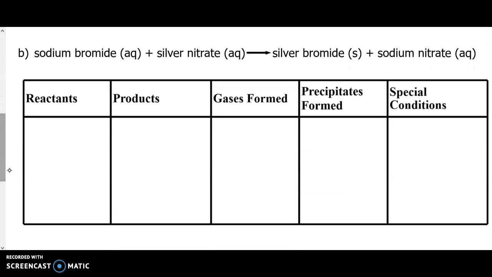Next example. An aqueous solution of sodium bromide is added to an aqueous solution of silver nitrate. Remember, aq, aqueous solution, means dissolved in water. So these two substances, these two reactants, have been dissolved in water in order to mix them together. They react to form silver bromide, which is a solid, and sodium nitrate, which is another aqueous solution. So remember, I'm mixing two aqueous solutions. I get a solid, and I get another aqueous solution.